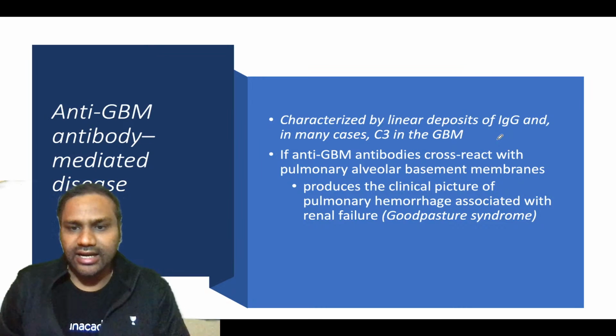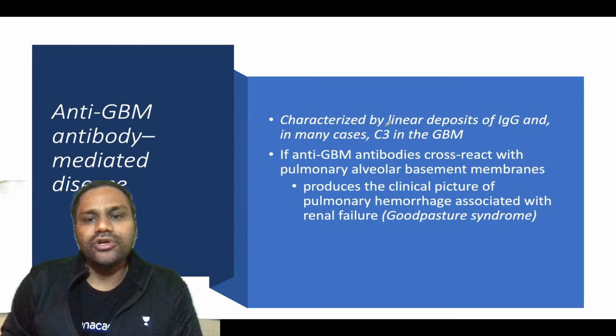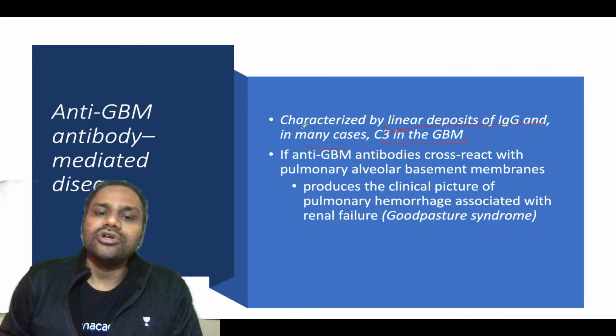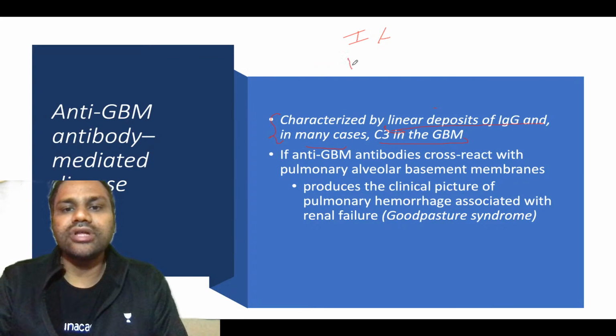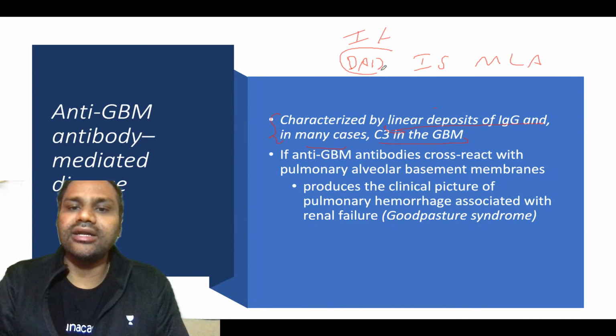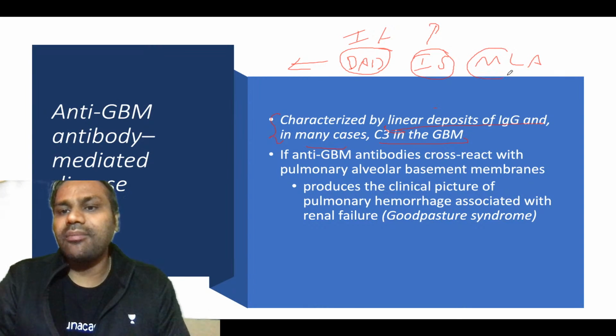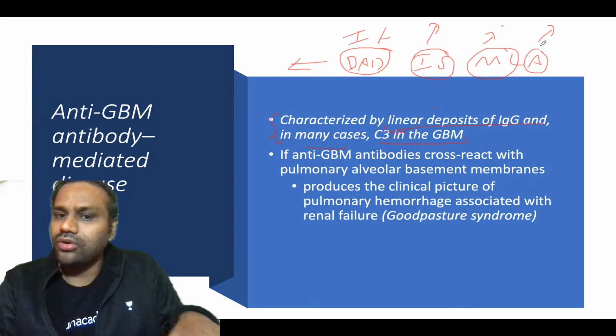Type 1 are characterized by, so this line is very important because their classification is related to IF. They are characterized by linear deposit of IgG and in many cases C3 in GBM. So anti-GBM is characterized by linear deposit, and as I said when I was teaching you about IF, just remember DAD is MLA. The DAD part is linear capillary, the ML part shows coarse granular capillary wall, and A is diffuse type of capillary wall and mesangial.